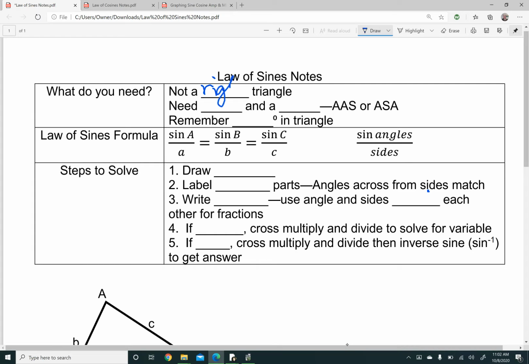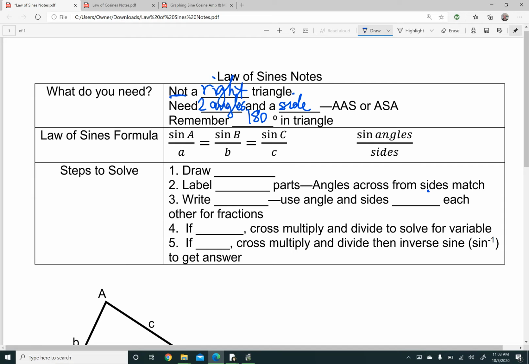So law of sines is when it's not a right triangle. You need two angles and a side. So when your triangle has the sides, angle, angle, side, or angle, side, angle. Remember that there are 180 degrees in a triangle. So you get the sine of an angle divided by a side equals the sine of an angle divided by a side.